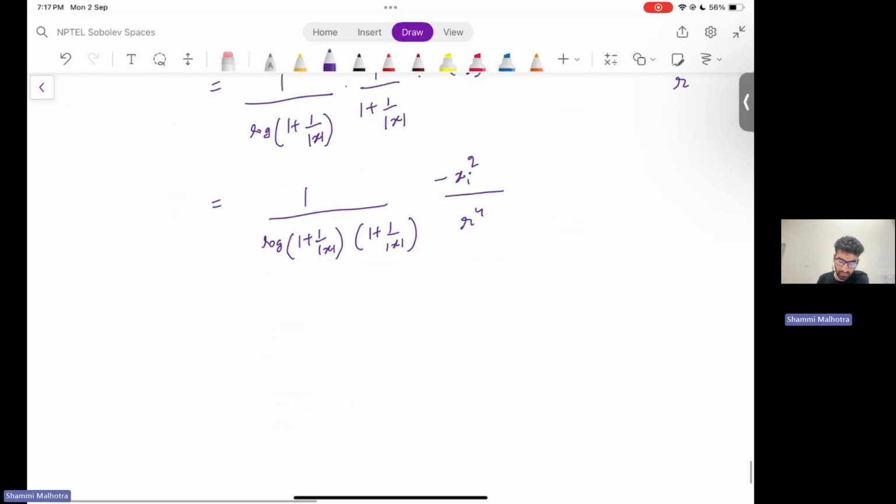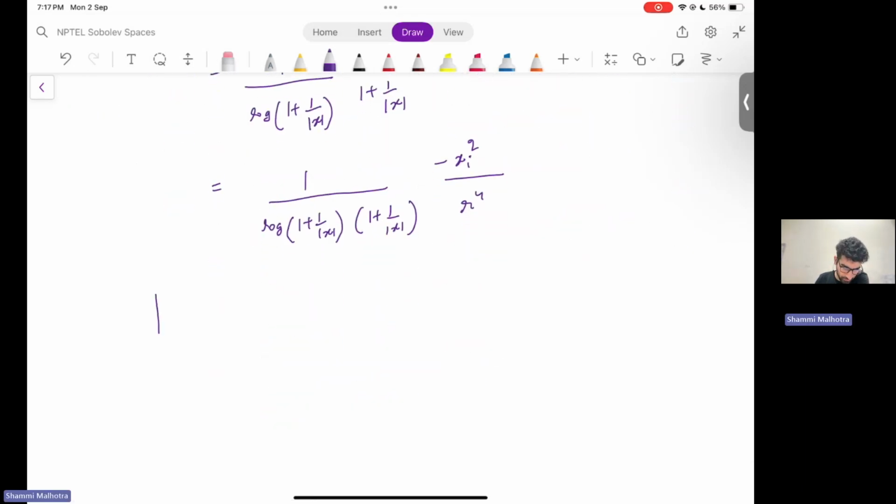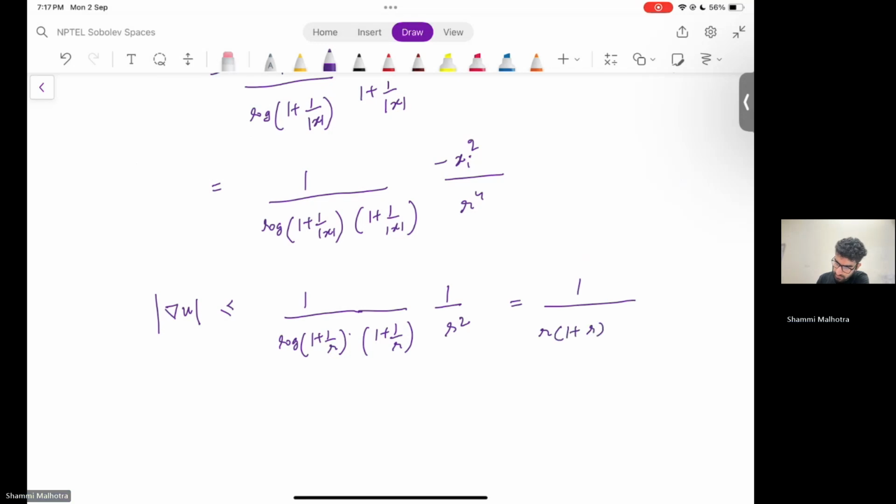So this actually will imply that mod of gradient of u, or du, is less than or equal to 1 upon log of 1 plus 1 upon r into 1 plus 1 upon r, and we have this whole thing to be 1 upon r square, which is 1 upon r times 1 upon 1 plus r into log of 1 upon r plus 1.